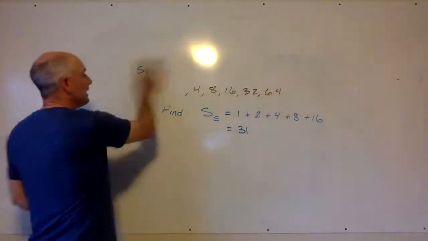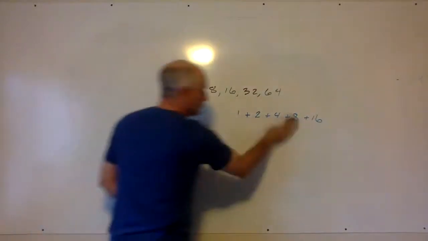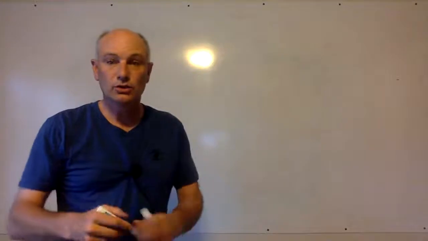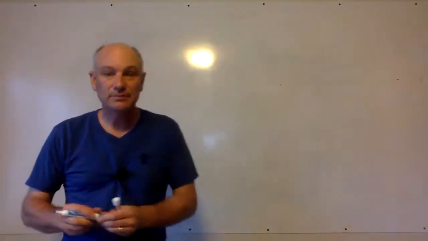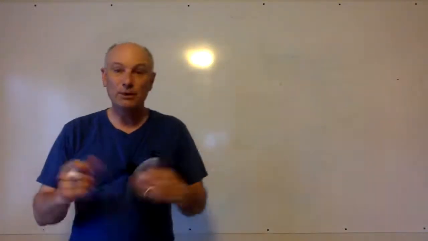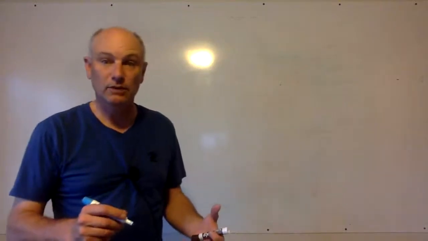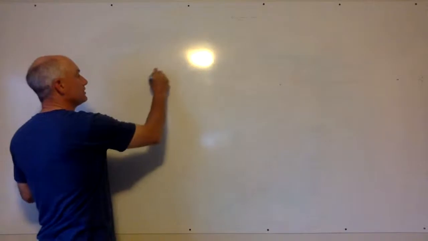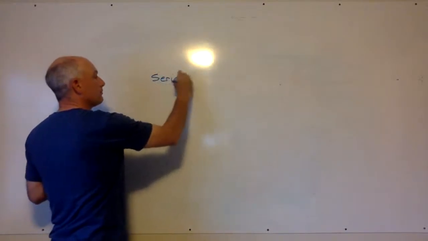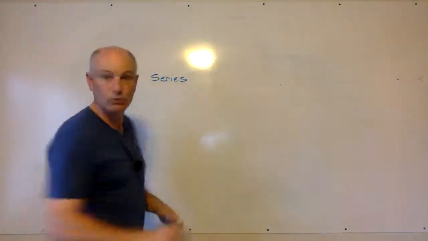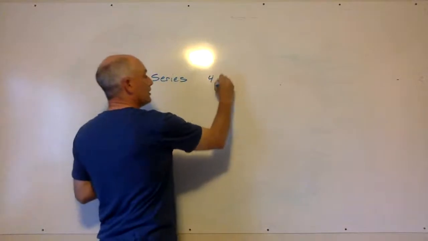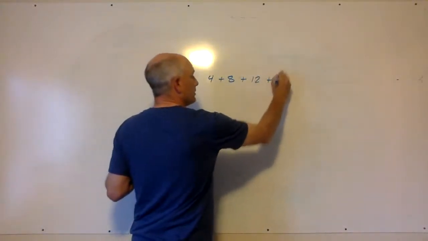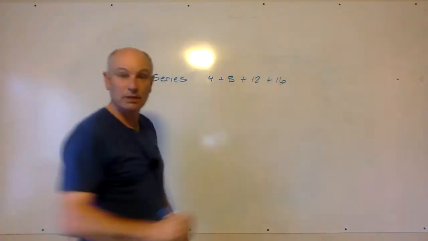So as we move on then, we now know about partial sums. A series can also have a representation to it. As an example here, let's say that we give ourselves a series of, let's go 4 plus 8 plus 12 plus 16 plus 20.